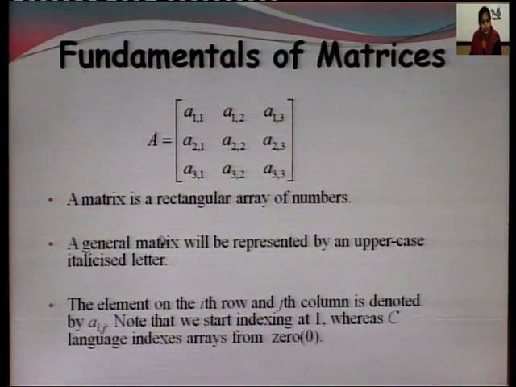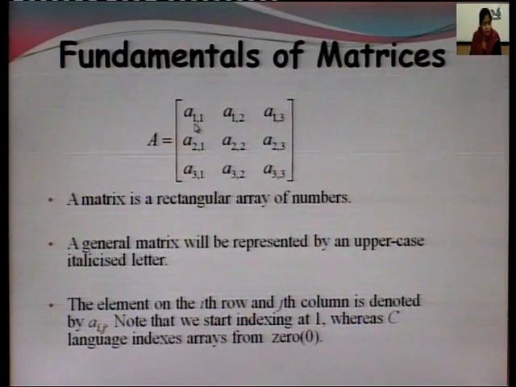A matrix is nothing but a rectangular array of numbers. A is the name of the matrix, and these numbers represent the elements of the matrix. The number of elements in a row and column determine the size of the matrix. This is a 3 by 3 matrix. This means there are 3 rows and 3 columns.